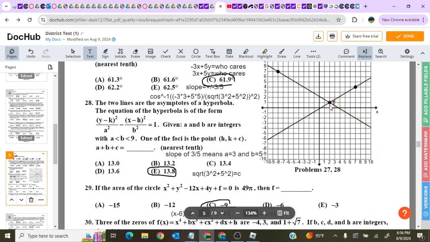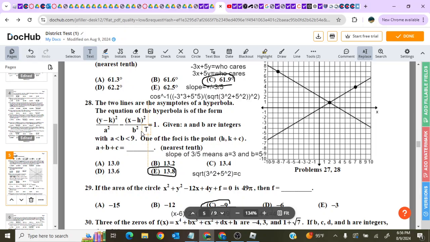Well, since we know that the slope is 3/5, we know that as a result, a has to be equal to 3 and b has to be equal to 5. Because that's basically what the slope of the asymptotes is based off of. They're based on the a and b that are shown here. So 3 and 5.